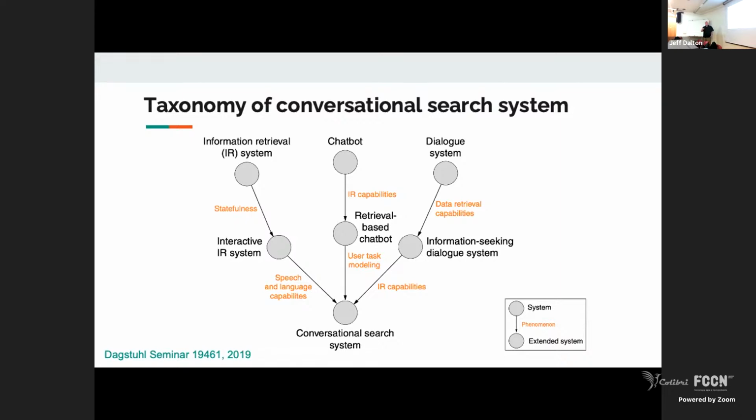And then there's the old school dialogue systems that are doing automated form filling. And really what you can do is add capabilities to each of these different traditional systems with the goal of getting towards a conversational search system. So you can take an information retrieval system and it can now add state. It has to remember what was said before. It has to have a model of the user's past, the context, the previous history that was mentioned earlier. And it now needs to understand natural language.